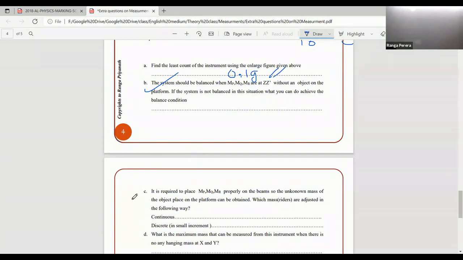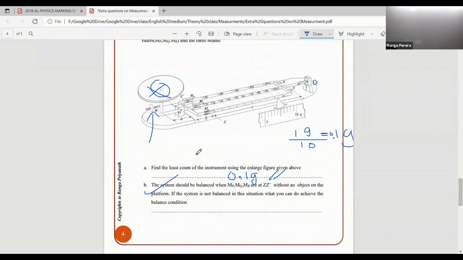This is not a past paper question, but anyway, it's an important question from which you can get certain knowledge again under the triple beam balance. It is required to place MP, MQ, MR properly on the beam so the unknown mass of the object placed on the platform can be obtained. Which mass riders are placed in the following way: continuous and discrete.